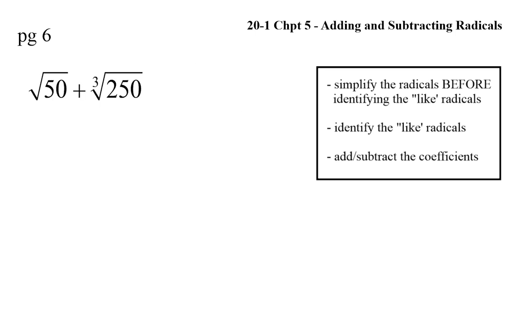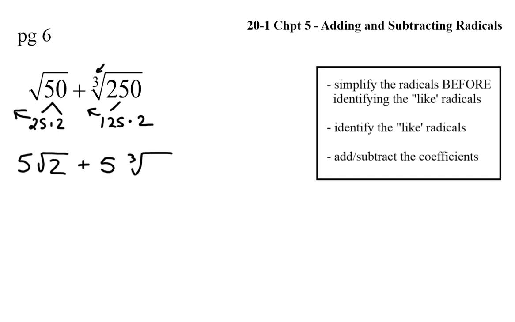Last one, or there's a couple more actually, we get a little uglier, so bear with me, sorry. Root 50 plus cube root 250. So here we go. 50, 25 times 2. Root out the 25, leaves us with 5 root 2. Cube root of 250. Well, that's going to be 125 times 2. We can cube root out 125, which leaves us with 5 cube root 2. So there's our first step.